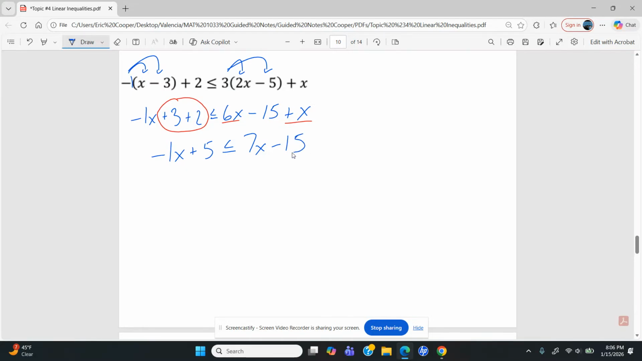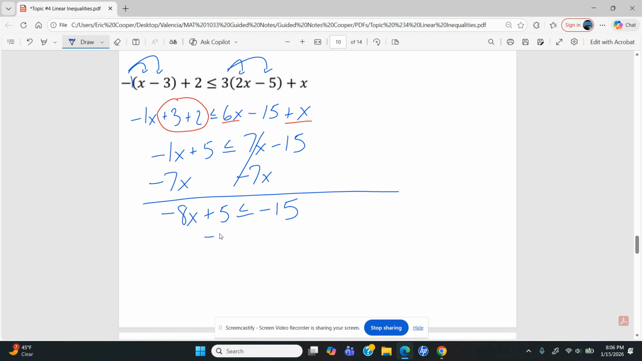Again, if this were an equation, I would want to move the negative 1x to the right side. But with inequalities, we always want to go through and have the x on the left side. So I'm going to move the 7x in this case. We always want the x on the left side. We'll drop down to 5. And then we'll drop down to negative 15. Since the negative 8x is on the left, I'll get rid of the 5 by subtracting it. Negative 8x is less than or equal to negative 20.